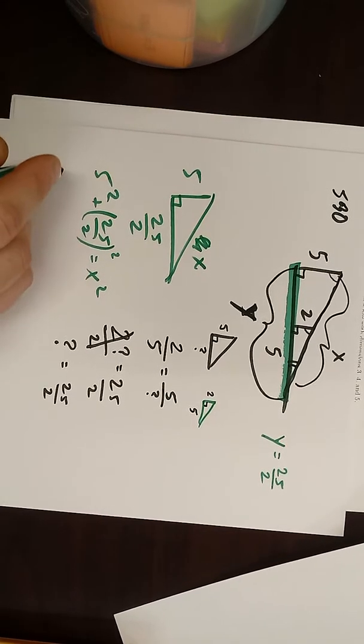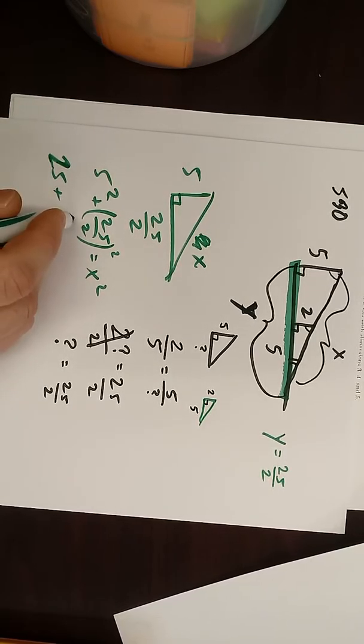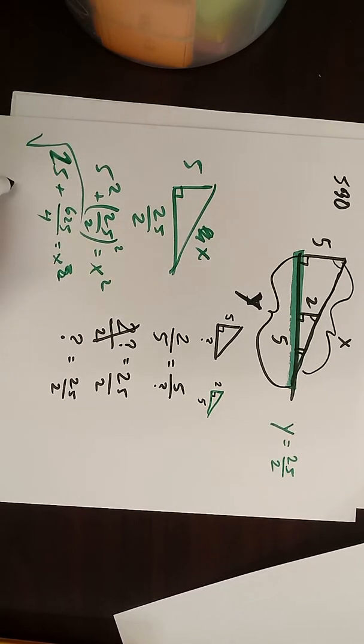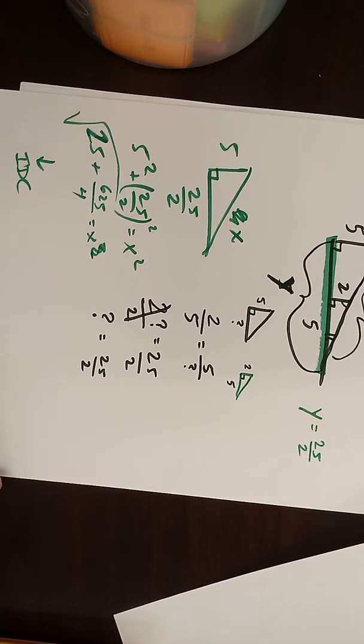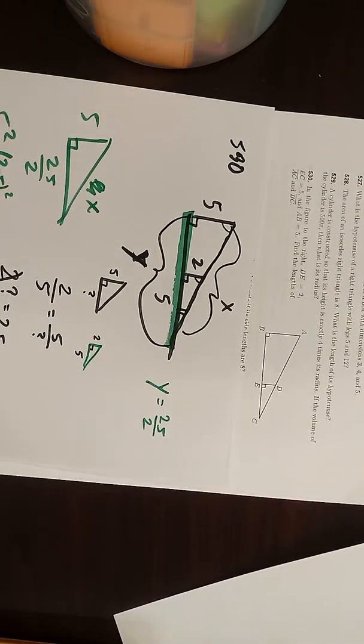So I can say 25 plus, that's 625 over 4 is equal to x squared. So x is going to be the square root of whatever that is, and I don't care. Even if I messed up my numbers somewhere, this should work. Oh, goodness. All right, I think I'm fine. Call me out if there's an issue.